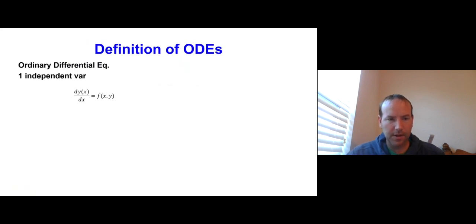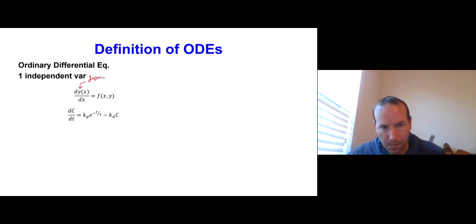So let's first start off with a definition of a differential equation. A differential equation has at least one differential in it, like this, and it has one independent variable. So if you look at this first differential equation, it has a dependent variable, and then it has an independent variable, x.